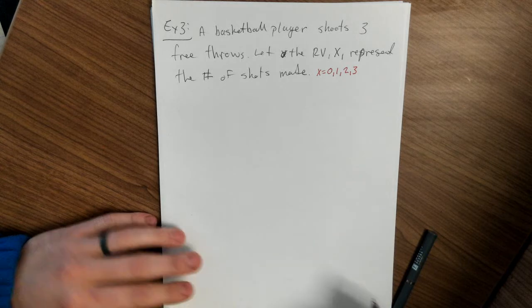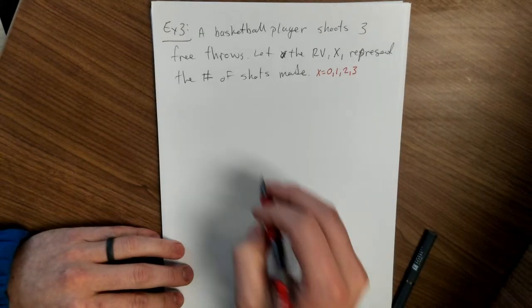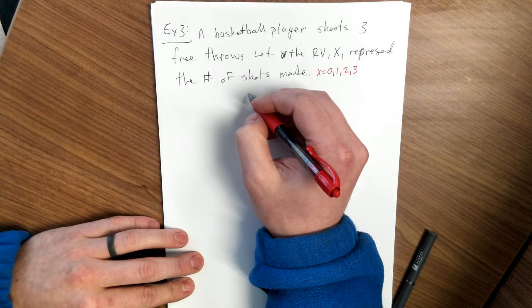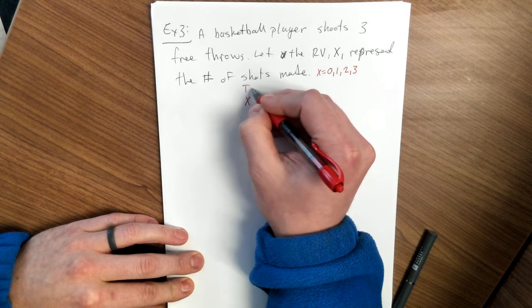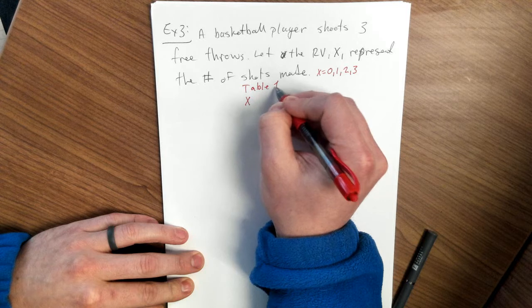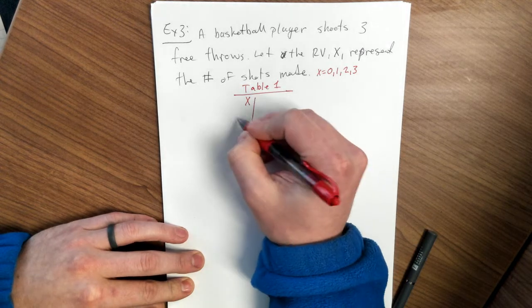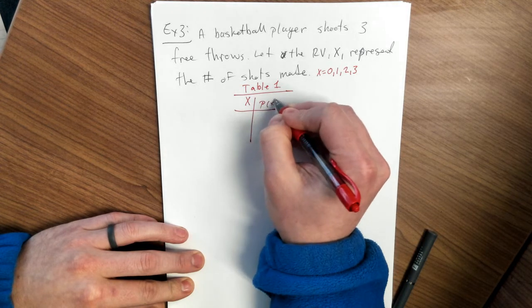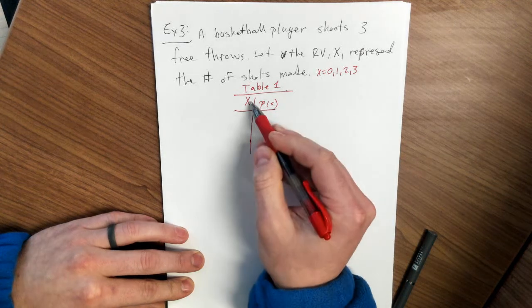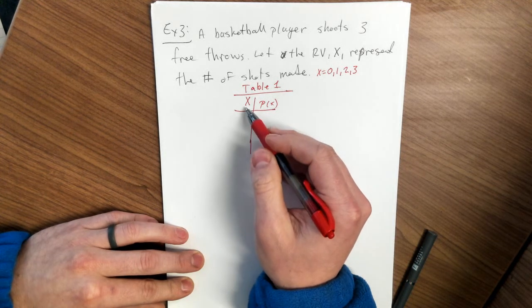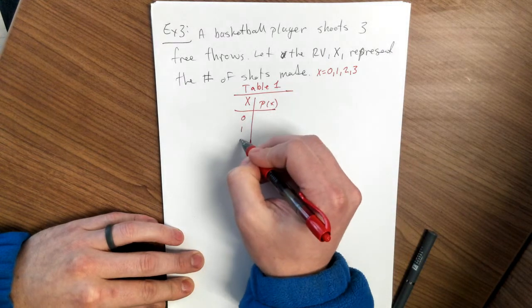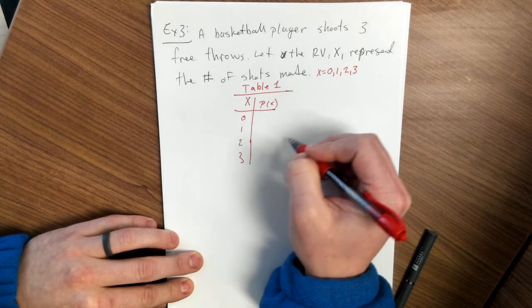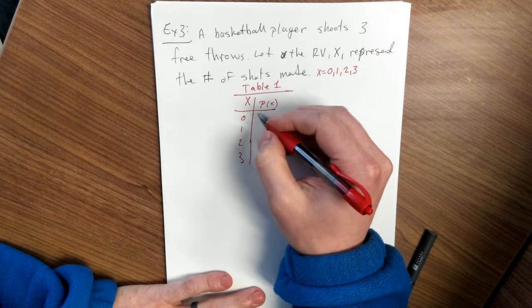So I'm going to give you the table here, and we're just going to observe a few things. We'll say here's X. We'll call this table 1 in case I need to refer back to it. X and the probability of X. So capital X, that's our random variable. Those are our possible outcomes. And I'm going to just give you the probabilities here.